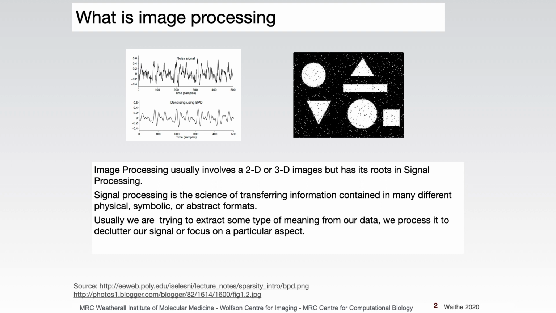Okay, so what is image processing? Well, image processing is really the transformation of one signal into another form. But on a very practical level, what we tend to use it for is denoising or for extracting a meaningful signal from our input.